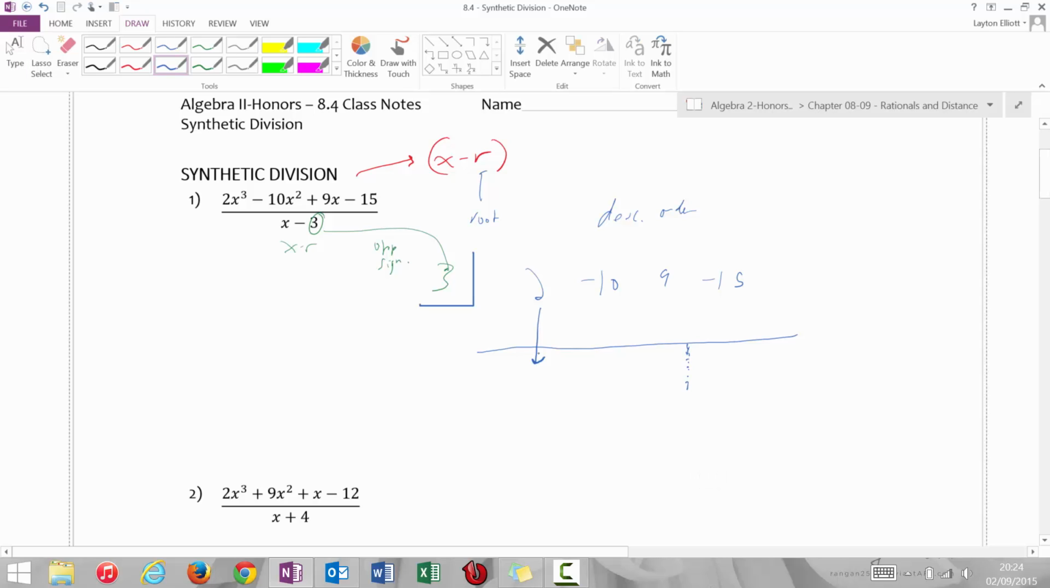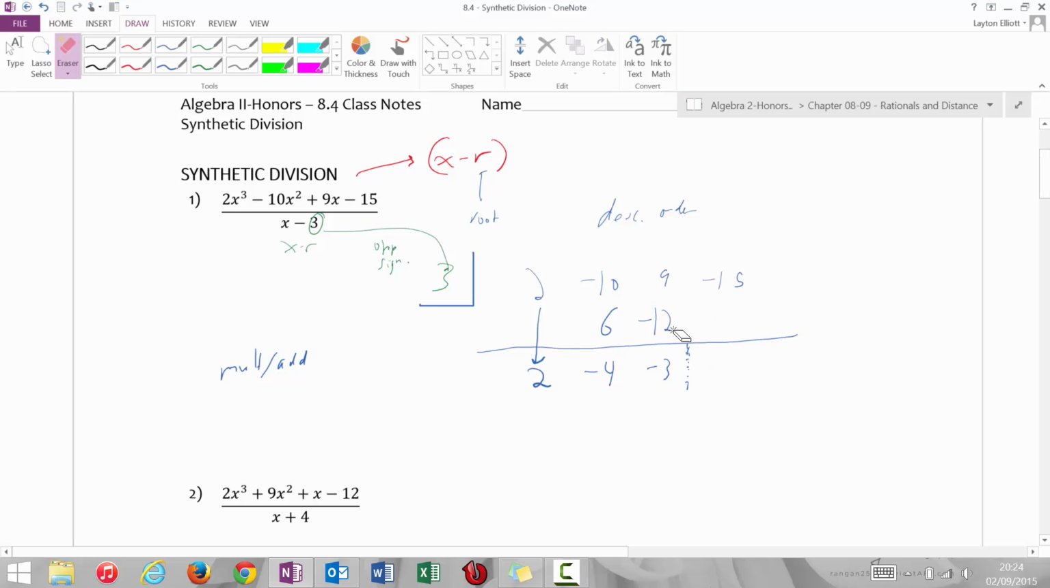Follow along. I carry the 2 down, and the 2 gets repeated. Then the algorithm is multiply, add, multiply, add. That's what I'm going to be doing here. So I'm going to multiply, add. 3 times 2 is 6. Add to -10 is -4. -4 times 3 is -12. -12 plus 9 is -3. -3 times 3 is -9. And then boom, -24.